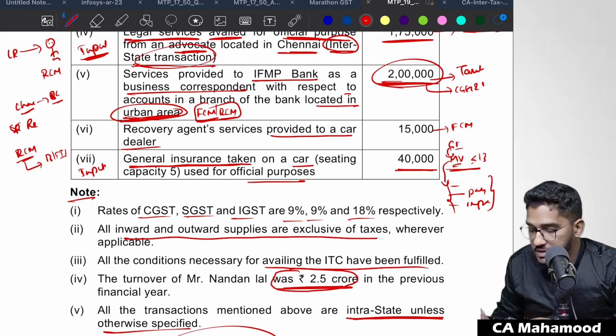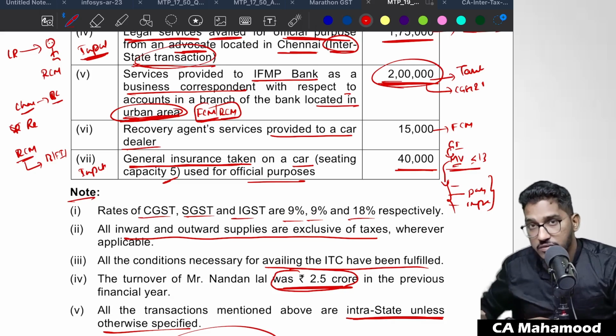So in the given case, Nandan Lal has taken a general insurance on the car having a seating capacity of less than or equal to 5, and they did not mention is he in the same line of business of selling that cars, is he in the business of transportation of passengers, or is he in the business of imparting the driving skills.